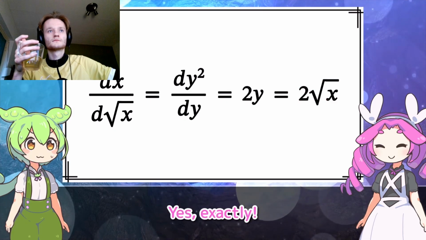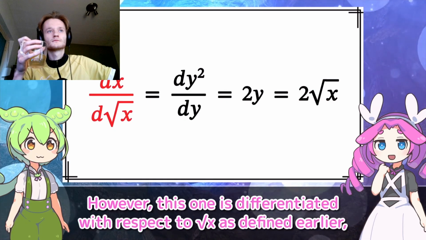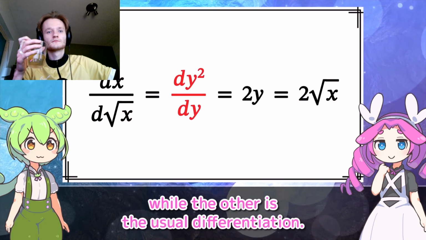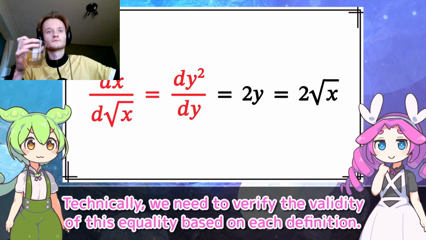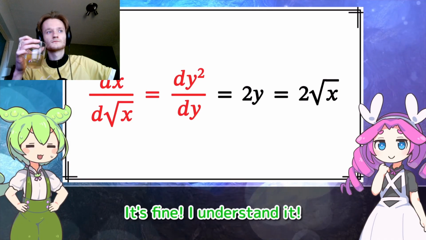Yes, exactly. However, this one is differentiated with respect to the square root of x as defined earlier, while the other is the usual differentiation. Technically, we need to verify the validity of this equality based on each definition. It's fine. I understand it.